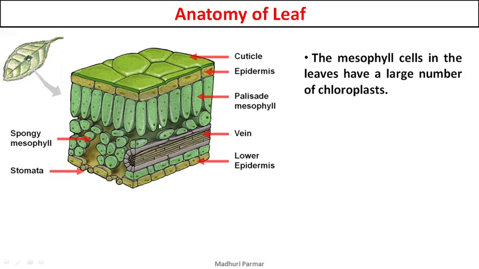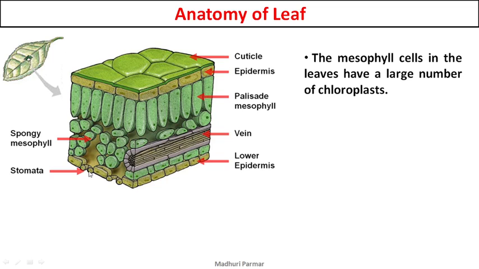spongy mesophyll cells. They are called spongy because there is a lot of space between them. There are a lot of holes and cavities in between these cells. So these are the spherical shaped spongy mesophyll cells. Apart from spongy mesophyll cells, you will even find some vascular bundles.